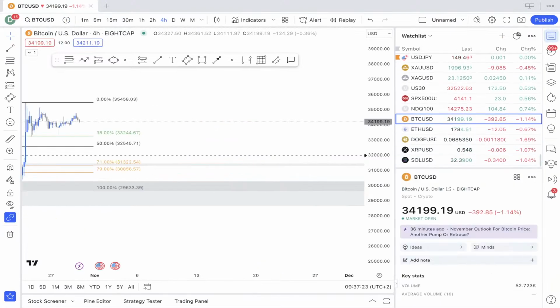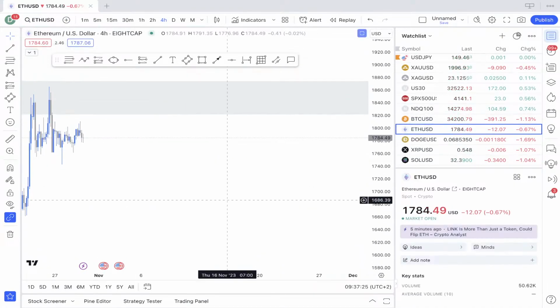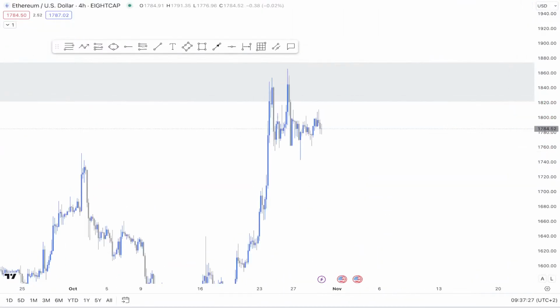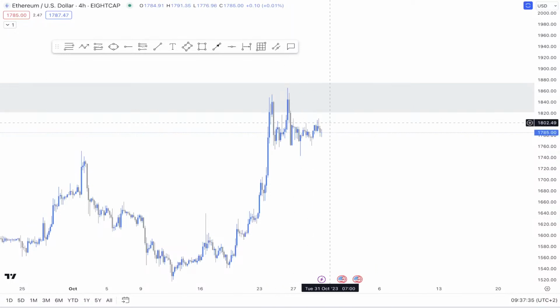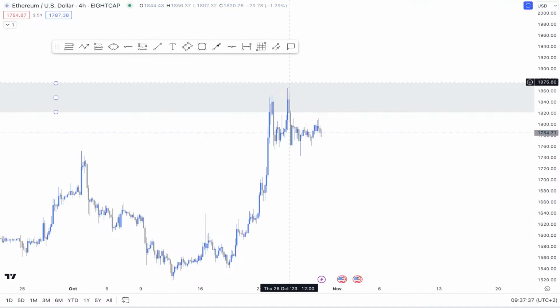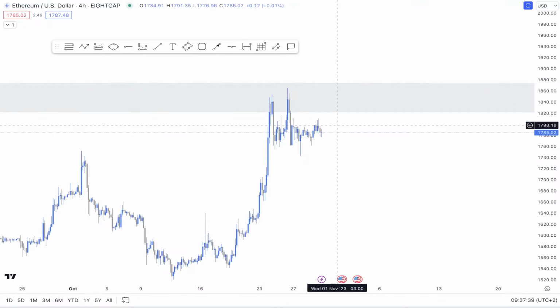Next up, we have Ethereum. So on Ethereum, we currently don't see anything. We approached a pretty important higher time frame level, and I just want to see how price will start reacting to it. Okay, I want to see either a break to the upside, breaking this high here, or I want to see a clear break towards the downside.